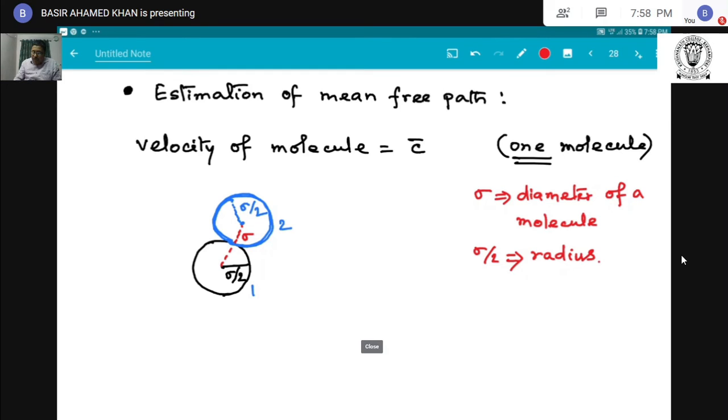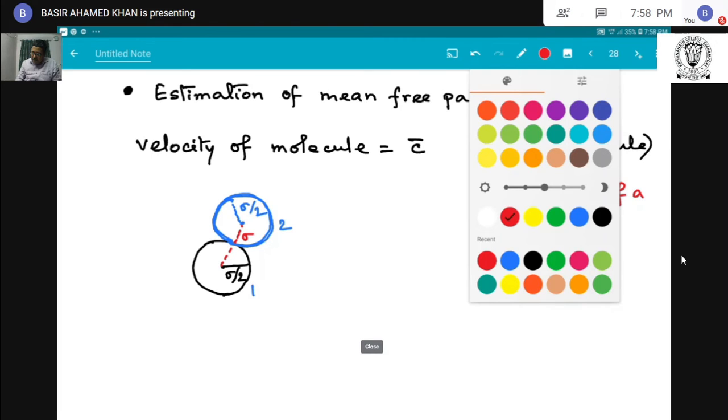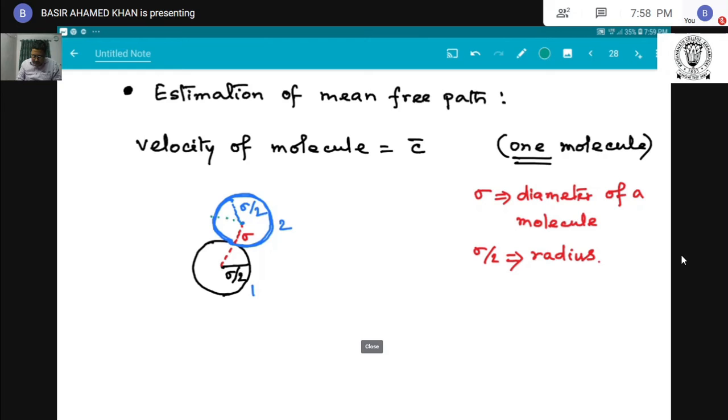That means if I draw a sphere of radius sigma, this sphere is very interesting, because a collision is possible only when one molecule comes to this sphere, and its center will be on the sphere of radius sigma.